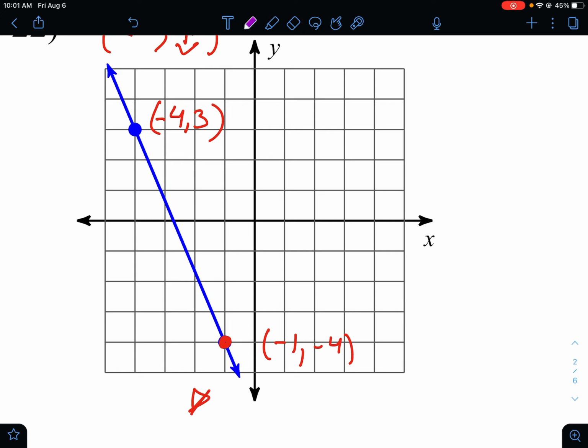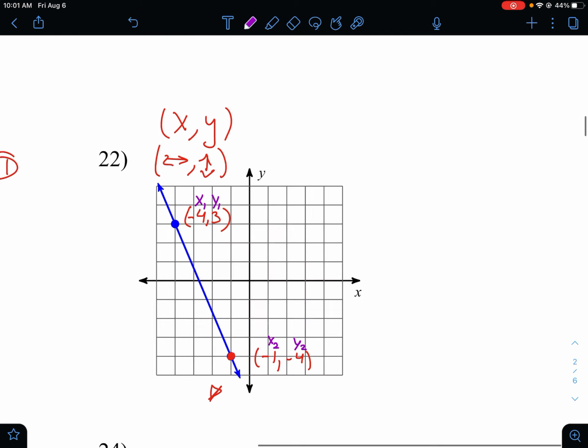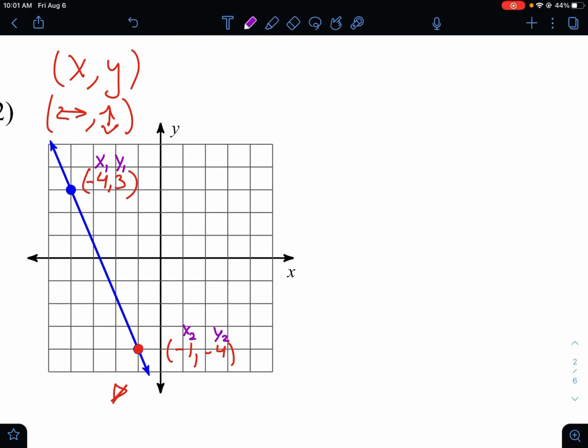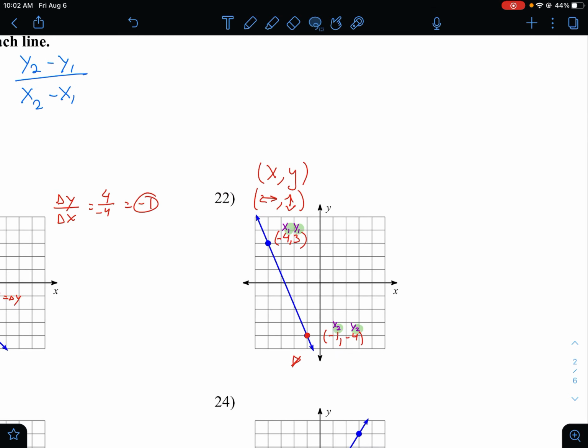So what I recommend you do until you get really good at calculating slope is actually label them. So we're going to label this guy x1. We're going to label this guy y1. And we're going to label this guy x2 and y2. All right. It doesn't matter which one you label. You could go ahead and label this guy x2, y2, and x1, y1. It doesn't matter. Basically, the important part is that both the 1s come from the same point and both the 2s come from the same point. All right. So then we can go ahead and put this into our formula.